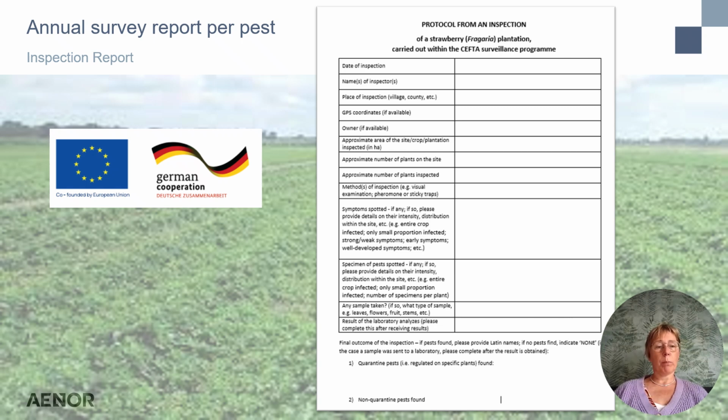GIZ has developed inspection protocols for various crops, such as apple, pear, plum orchards, grapevine, fragaria, rubus plantations, tomato crop. Those inspection reports can be used to summarize the results of a conducted survey. Other internal inspection reports can be used as well. In order to prepare the national report, it's important to use harmonized inspection reports and data.